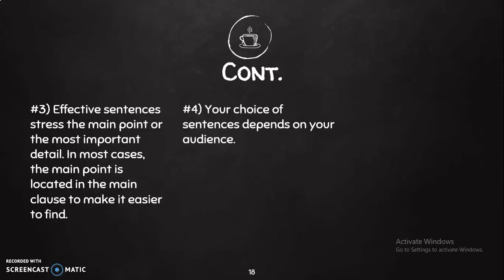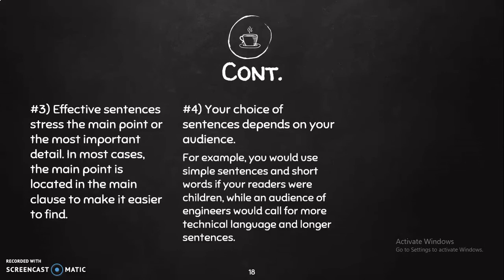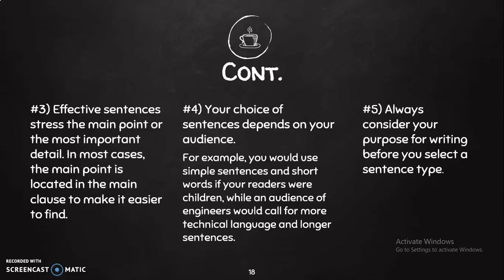Fourth, your choice of sentence depends on your audience. Let me give you an example. You would use simple sentences and short words if your readers were children. However, if your audience is engineers or academicians, you'd call for more technical language and longer sentences.